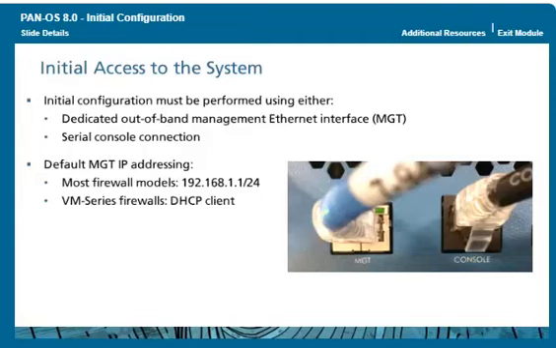You accomplish initial configuration of the firewall by connecting to the MGT port or to the serial console port on the firewall. The serial console port is an RJ45 connection on all firewalls. The serial console port has default configuration values of 9600 8N1.